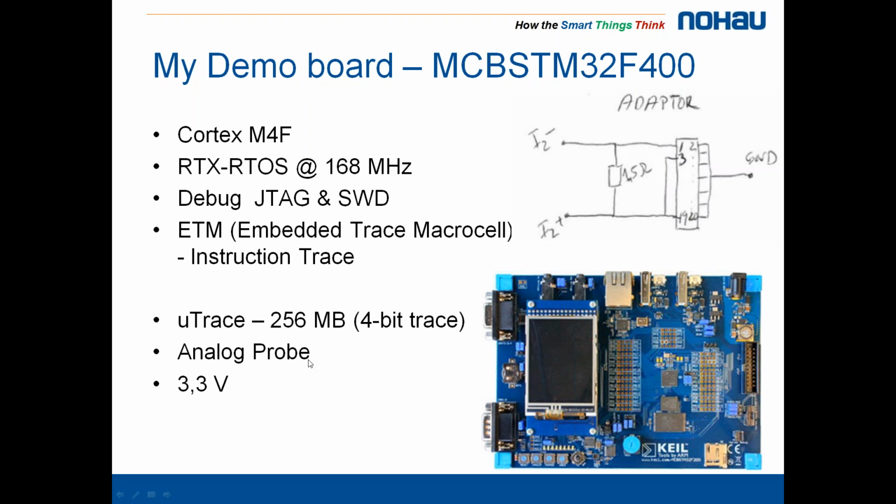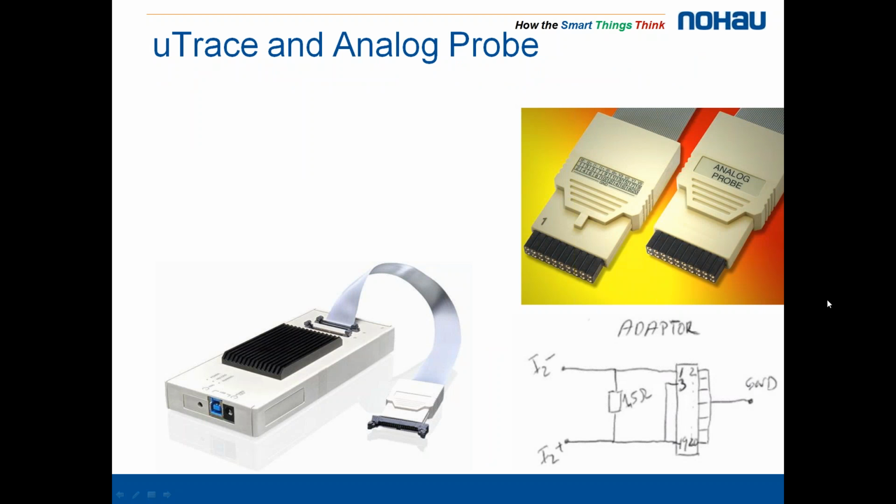I have the analog probe connected, and then my target is set to 3.3 volts, so I'm not doing any dynamic changing of the voltage. So this is how the analog probe looks, and this is, let's call it, the schematic of my adapter, which I have created. So for pin number 1, I have I2 minus, for pin number 3, I have I2 plus, and this is measured over a shunt resistor, which has 1.5 ohm in resistance.